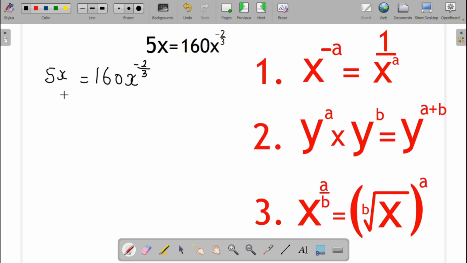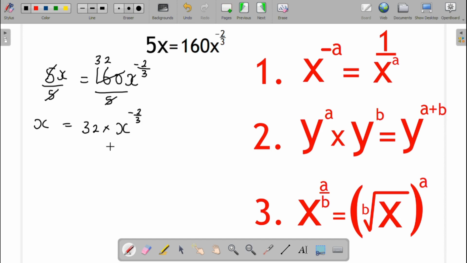Okay, first, we are going to divide both sides of the equation by the coefficient of x, which in this case is 5. 5 over 5 over 5. 5 cancels out 5. You are left with x is equal to 160 divided by 5, which leaves 32. So that will be 32 times x raised to power minus 2 over 3.